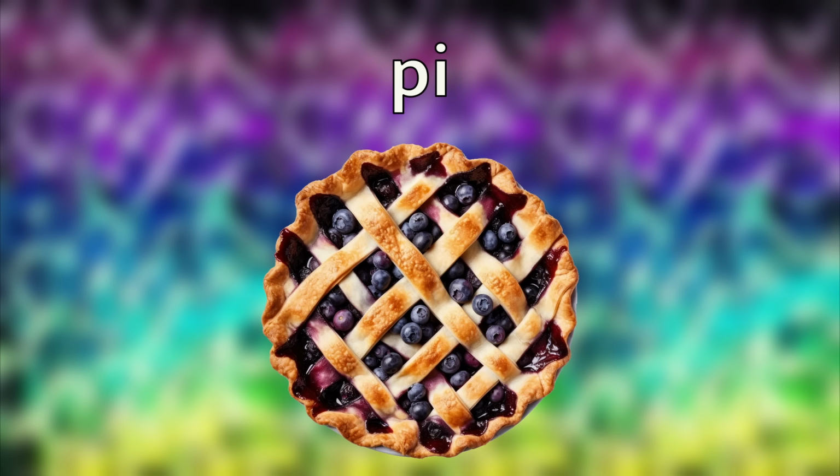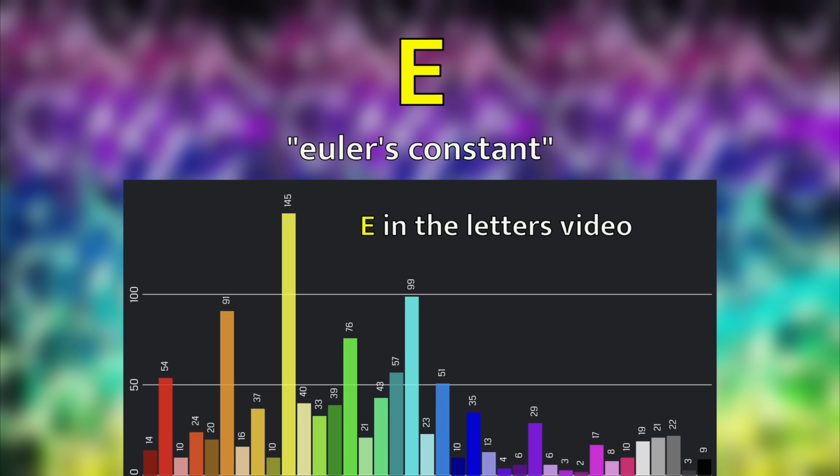That's right, the pi E. E, otherwise known as Euler's constant, won with yellow, which is also the same as what the letter E got in the last video, so I think that may have impacted things.